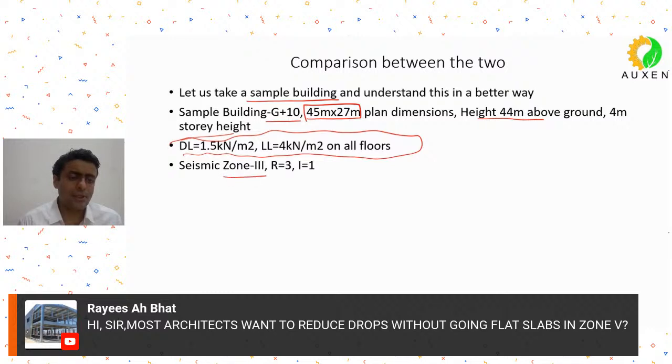Seismic zone is 3, and the response reduction factor is 3. This we have taken from the intermediate moment resisting frames, which though are not part of 13920 right now, but very soon they are going to be. So R I have taken as equal to 3. Importance factor we have taken as 1.